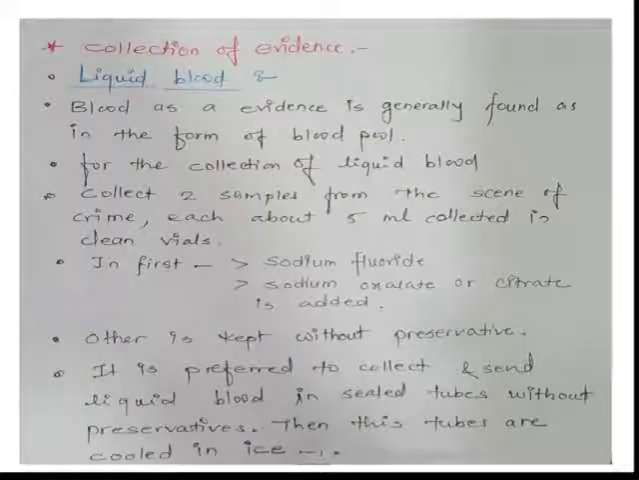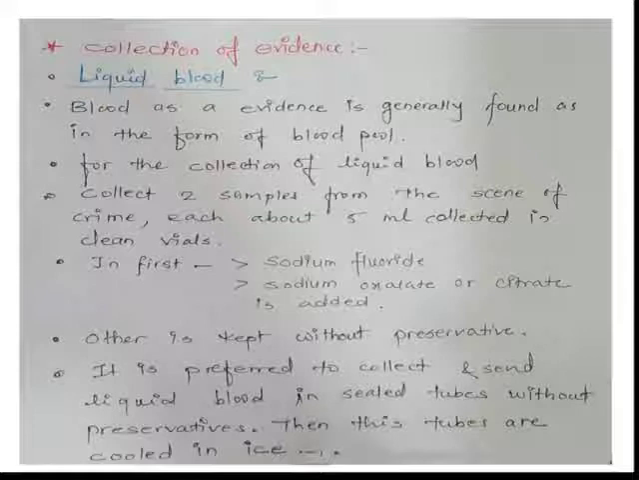Now how can we collect this blood, or collection of the evidence. First is the liquid blood. When the murder is freshly done, we will get fresh blood in the form of a liquid. Blood as evidence is generally found in the form of a blood pool, meaning we will get a pool of blood on the surface or the tile.